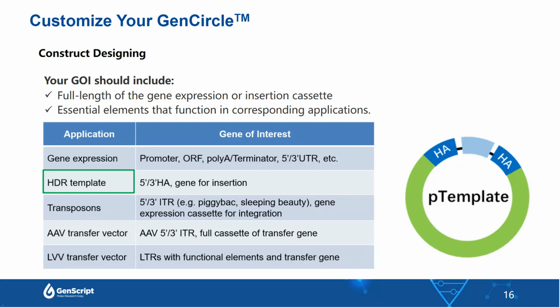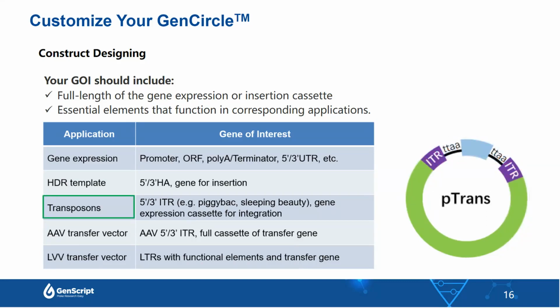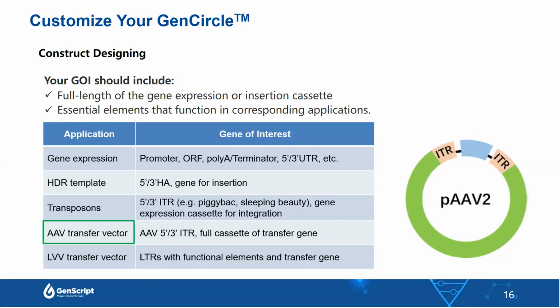For HDR knock-in template, you should include the gene of insertion as well as the HA sequences in your inserts. For transposon applications, the ITRs of the transposon and the gene expression cassette for integration should be included.